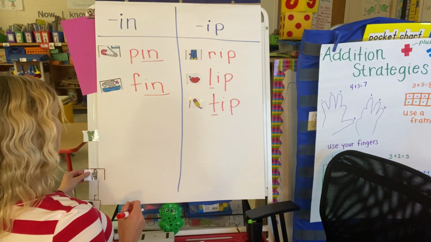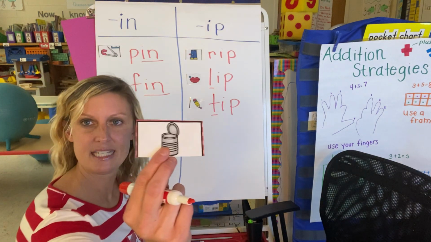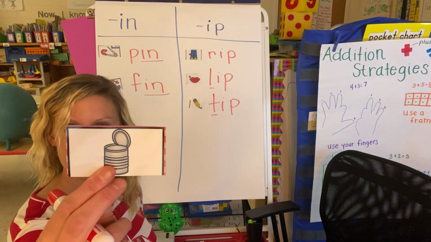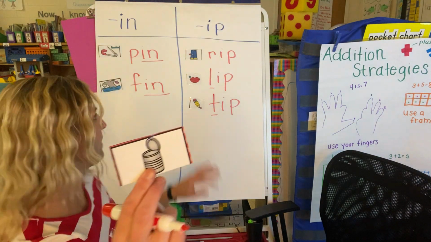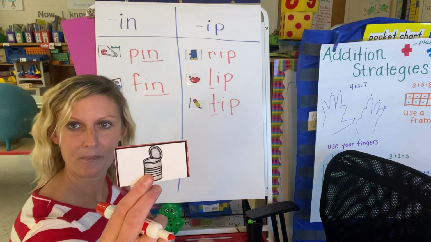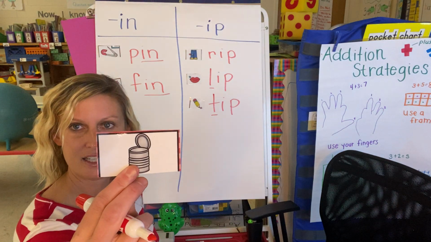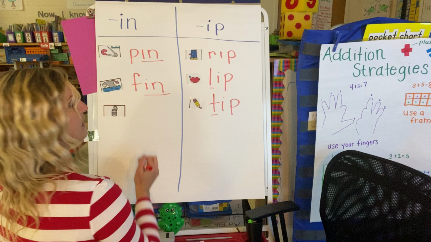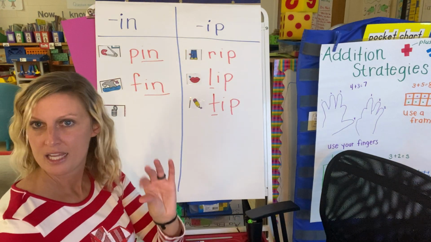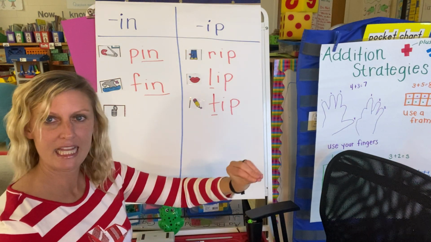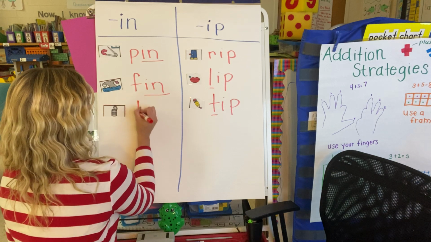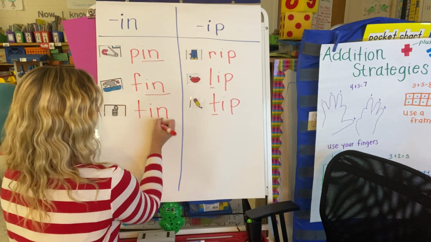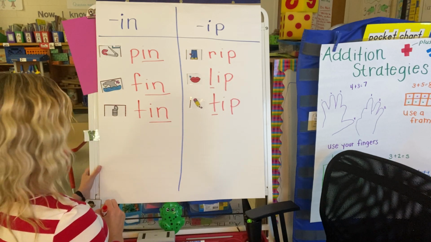The next one is tin. Can everyone say tin? Does it end with N or IP? Very good. Tin ends with N. Let's tap it on our fingers. Ready? N. Tin. We're going to write it on our paper now. Three letters ending with N.